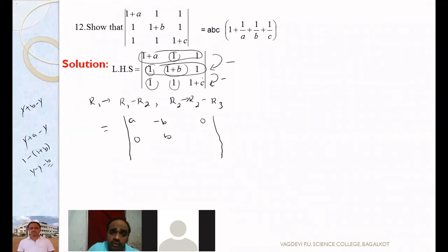And the last term is 1 minus of 1 plus C. Put a bracket. 1 minus of 1 plus C. So 1 will be cancelled. Minus into plus, minus C. And please don't write R3 changes to R3. No, 3 operations is not correct. Only 2 operations. Third row as it is: 1, 1, 1 plus C.